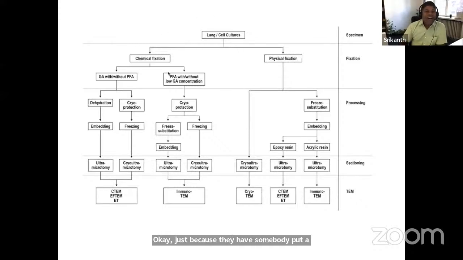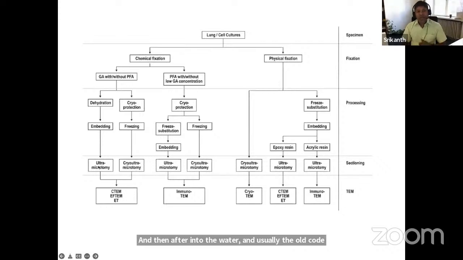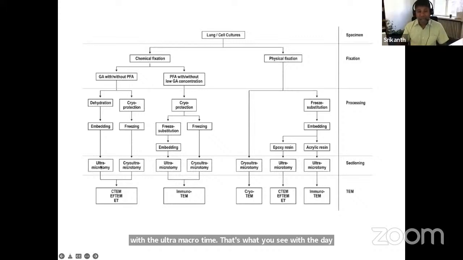Okay, let's continue with this chemical fixation. So what you generally do, you take any kind of specimen that you fix with glutaraldehyde or paraformaldehyde, and you put a lot of time trying to understand what concentration you want to fix it at, because depending upon the concentration and the agent that you use, you have different scenarios. So after the fixation, you use the dehydration. Of course, you remove the water and replace it with alcohol, and then you embed with the resins, and then you go with the ultramicrotome. This is where you use the diamond knife or the glass knife, and you make the sections and you check under the transmission microscopy.